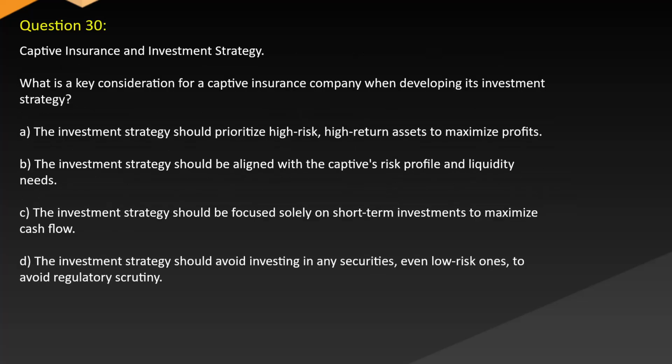Question 30. Captive insurance and investment strategy. What is a key consideration for a captive insurance company when developing its investment strategy? A. The investment strategy should prioritize high-risk, high-return assets to maximize profits. B. The investment strategy should be aligned with the captive's risk profile and liquidity needs. C. The investment strategy should be focused solely on short-term investments to maximize cash flow. D. The investment strategy should avoid investing in any securities, even low-risk ones, to avoid regulatory scrutiny.